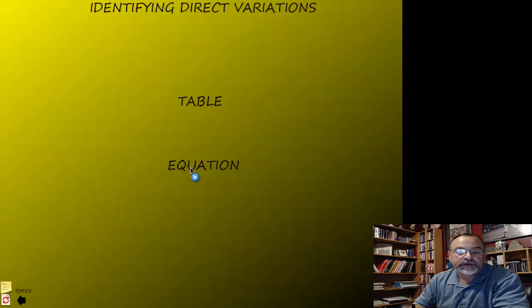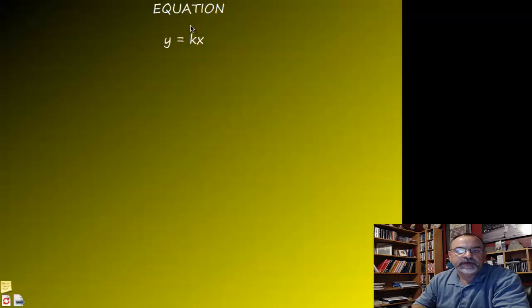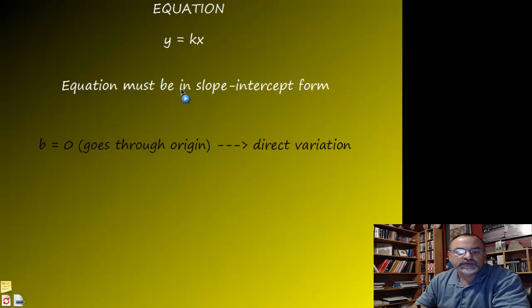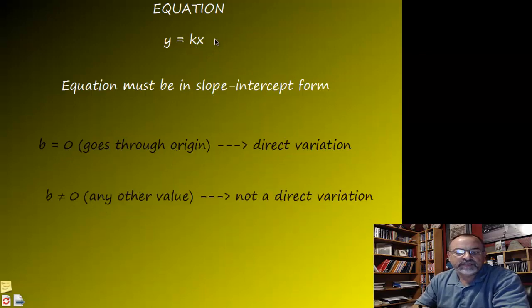Now we can also use equations to determine if it's a direct variation. In an equation we have to think about this. y is equal to kx, and remember this is a form of y equals mx plus b, except that b is 0 here, so we don't have to write it, so our equation looks like y equals kx. So if I have a b other than 0, then it's not a direct variation. So we're going to have to put our equation in slope-intercept form, and if the b is 0, meaning it goes through the origin, then it is a direct variation. However, if there is another value besides 0, then it is not a direct variation.